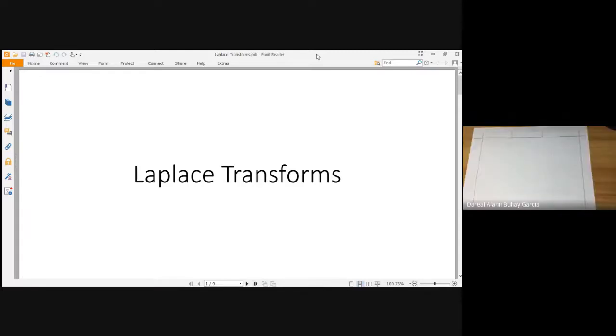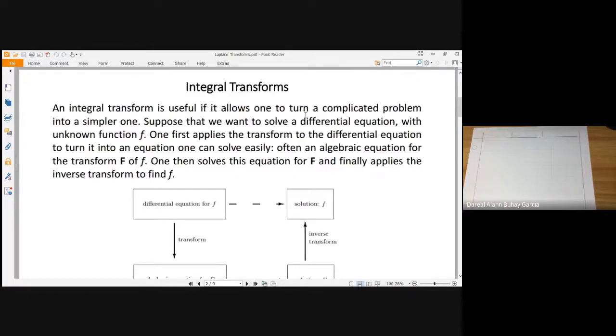Alright, good afternoon. Today, this will be our topic, Laplace transforms. I'm pretty sure almost all of us, this will be the first time we encounter this concept and mathematical operation. But Laplace transforms is a powerful tool used to solve second order and higher ordinary differential equations. So before we begin with what Laplace transforms are, let us define what integral transforms are.